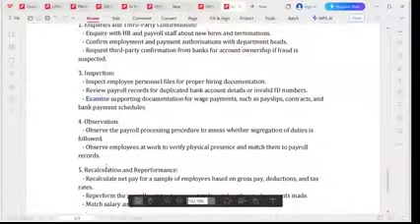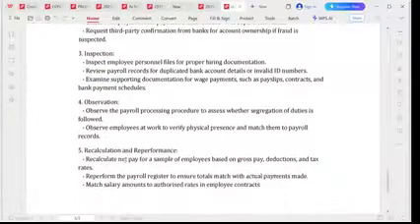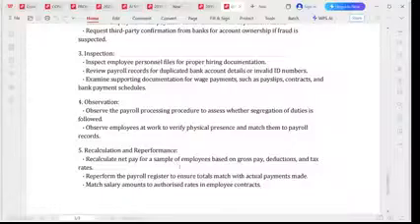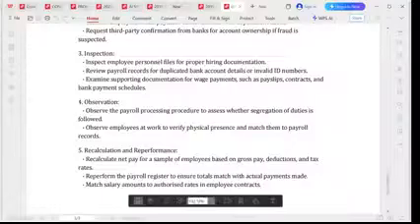Then we have, lastly, recalculation and reperformance. Recalculate the net pay for a sample of employees based on gross pay, deductions, and tax rates. Reperform the payroll register to ensure totals match with the actual payments made. Match salary amounts to authorized rates in employee contracts.